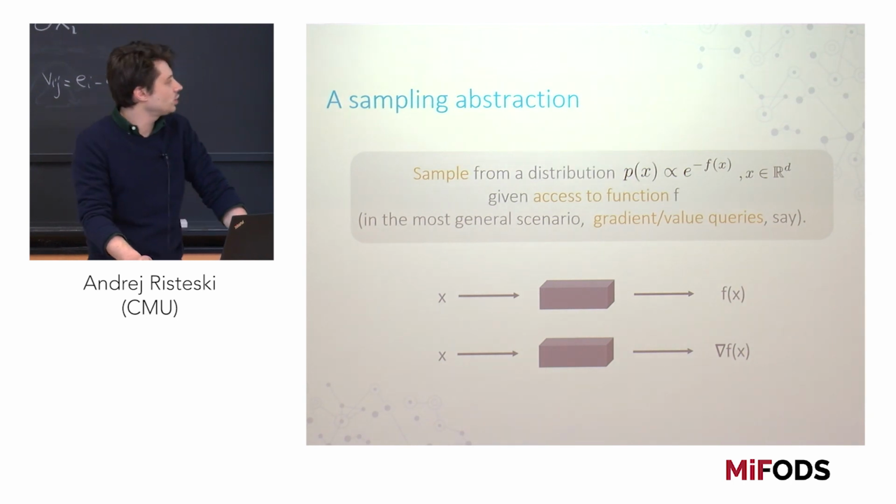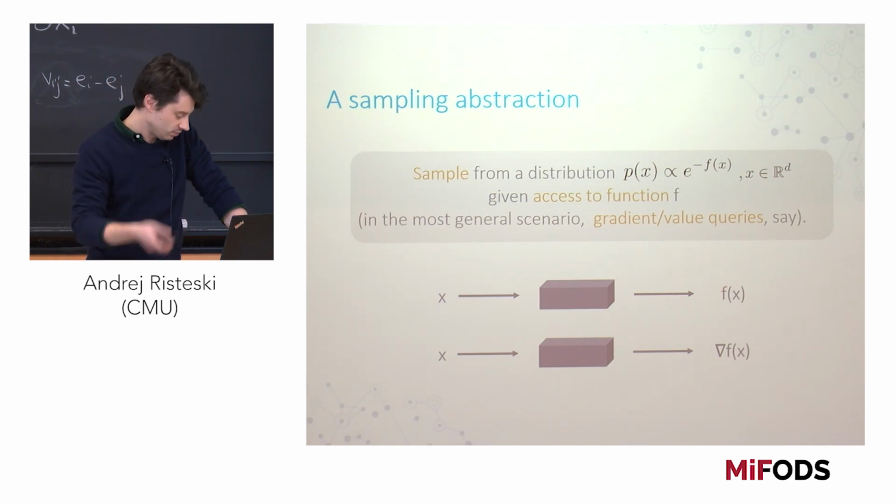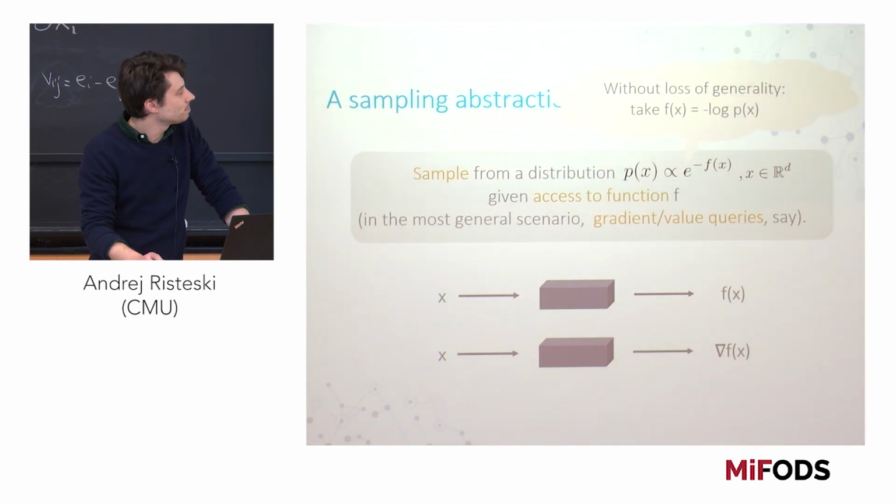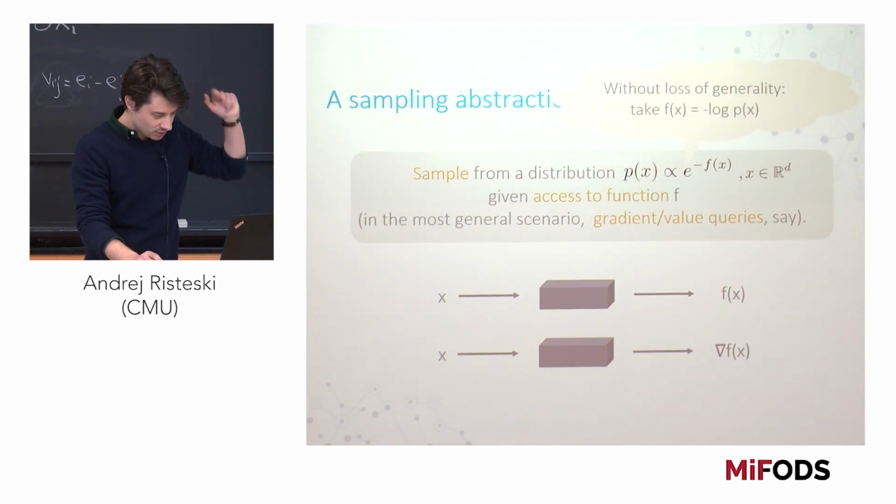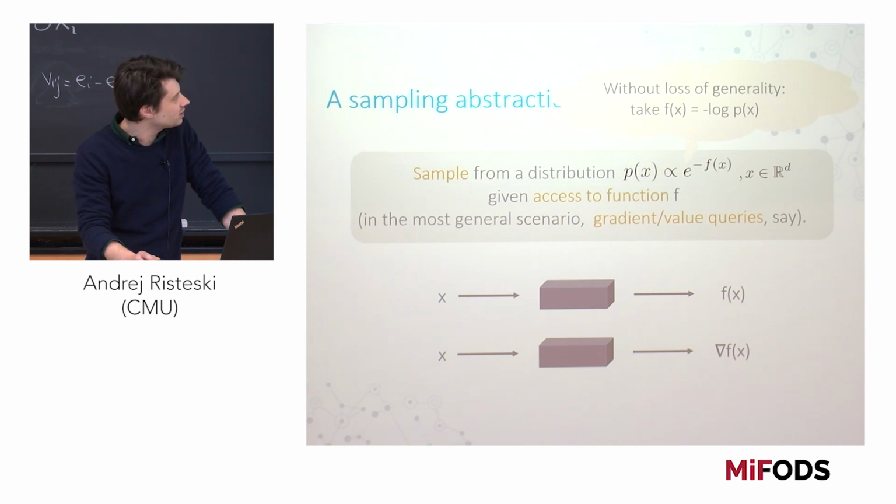And of course, what this should remind you of is the prototypical black box optimization setup, where you have little black boxes for a function, and you can input some points x, and it spits out for you the values of the function evaluation or the gradient. Is the abstraction clear? Feel free to stop me at any point. The loss of generality here is the access method. The fact that I'm assuming that p(x) is proportional to e^{-f(x)} is without loss of generality, because I can always take f(x) to be just minus log of p(x).